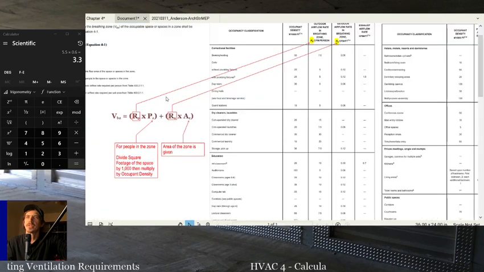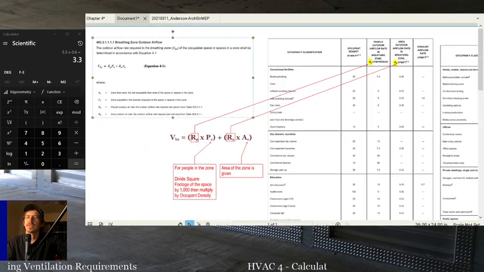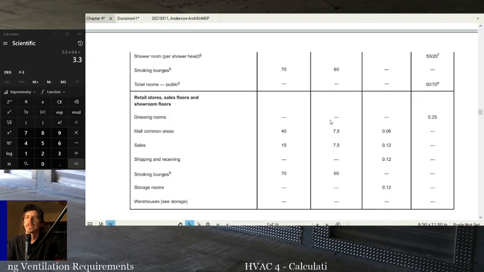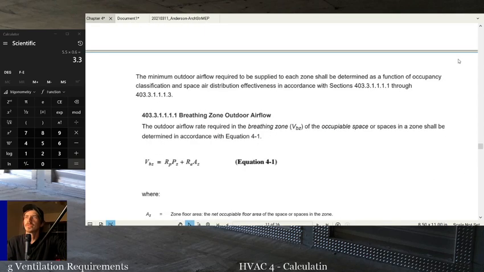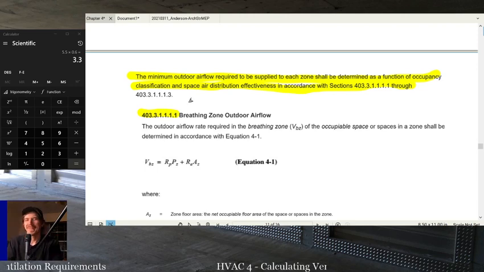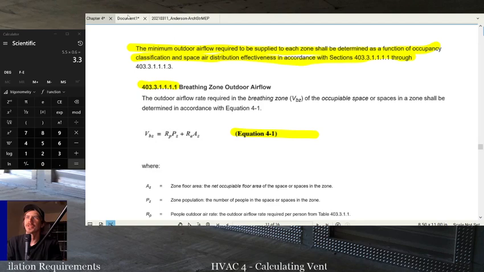Alright, the equation and how to use this table. This equation, as a matter of fact, let's go back to the thing real quick. This equation is after the table, after the notes, and it says the minimum outdoor air required to be supplied at each zone shall be determined as a function of occupancy classification and space air distribution effectiveness in accordance with section, and this is ridiculous, but it's 403.3.1.1.1.3. Alright, I didn't make these sections. So anyway, and that's equation 4.1. So we're going to talk about that equation.